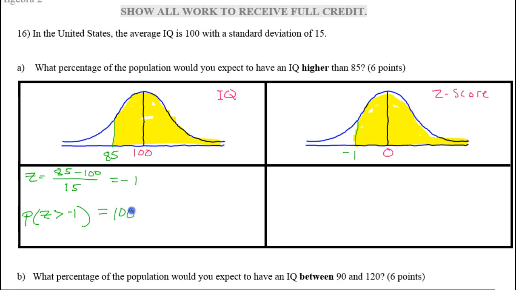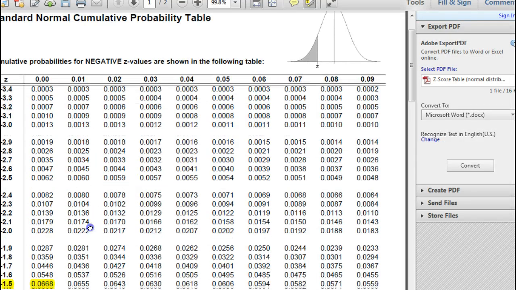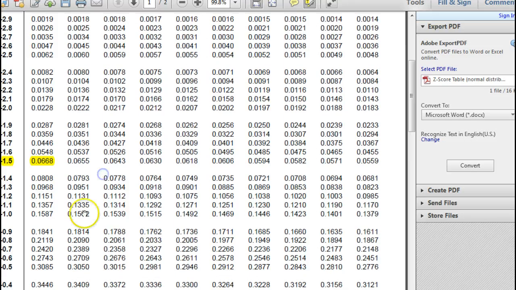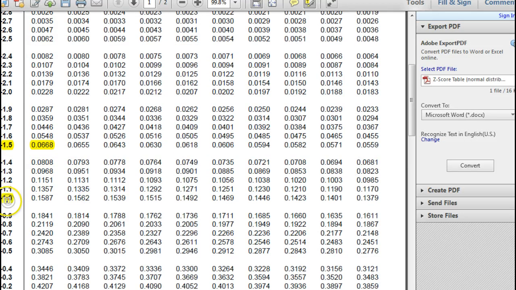But let's right now go ahead and write down 100% minus whatever the chart tells us. So let's go find negative 1 and see what we've got. So here's negative 1 right here. And again, there are no extra decimals, so that means this is the value that we will use, the very first column. As a percent, this would be 15.87%.